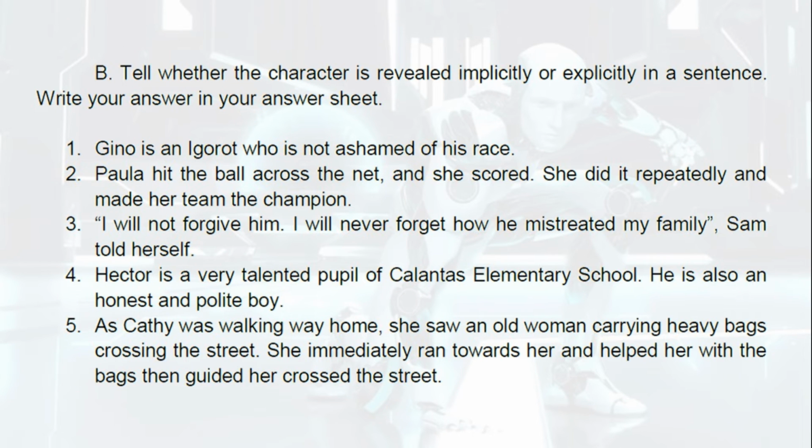B. Tell whether the character is revealed implicitly or explicitly in a sentence. Write your answer in your answer sheet. 1. Gino is a Negrito who is not ashamed of his race. 2. Paula hit the ball across the net, and she scored. She did it repeatedly and made her team the champion. 3. "I will not forgive him. I will never forget how he mistreated my family," Sam told herself.